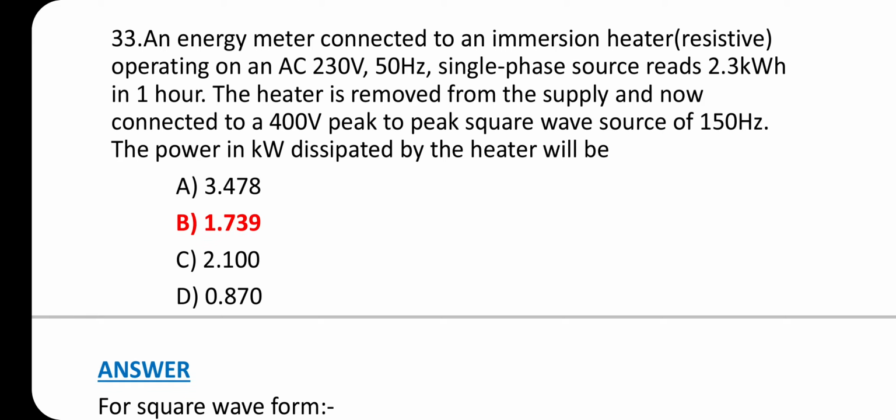Question number 33. An energy meter converted to an immersion heater, resistive, operating on an AC 230 volt 50 Hz single phase source reads 2.3 kilowatt hour in 1 hour. The heater is removed from the supply and now connected to a 400 volt peak to peak square wave source of 150 Hz. The power in kilowatt dissipated by the heater will be: answer is option B, 1.739.